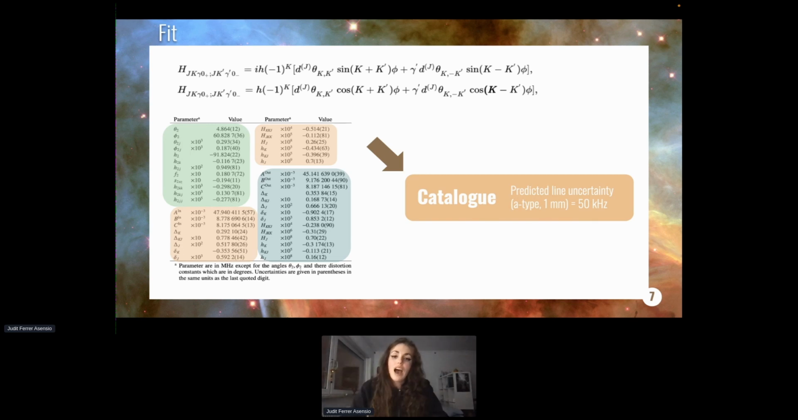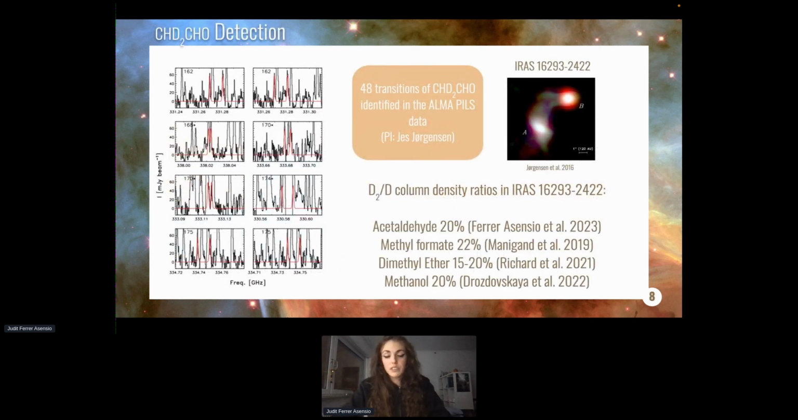So now that we have a catalog, the next step was to try to find this molecule in the interstellar medium. And we were really happy when we found it. So we detected for the first time this doubly deuterated acetaldehyde in the protostellar system, this IRAS 16293-2422, where, if you remember, the singly deuterated molecules were observed. So we observed 48 transitions of this molecule in the ALMA-PILS data. And you can see an example here on the left, where the black corresponds to the spectra and the red corresponds to the model, showing some lines for our molecule.